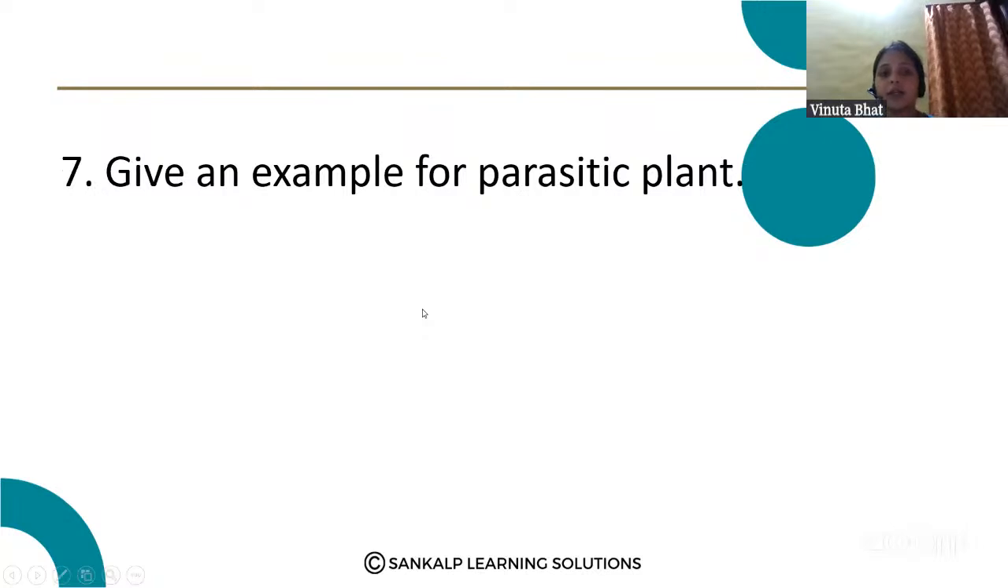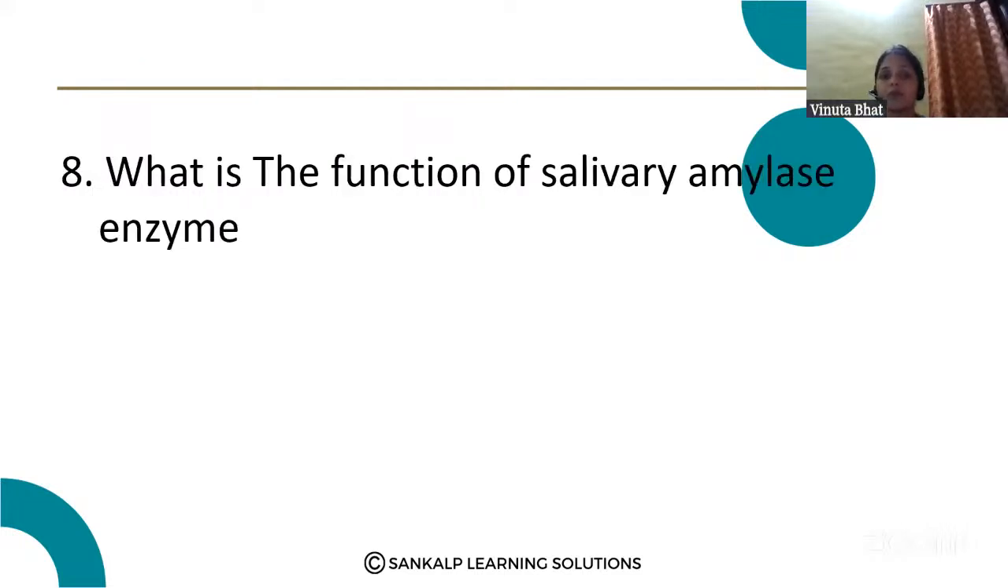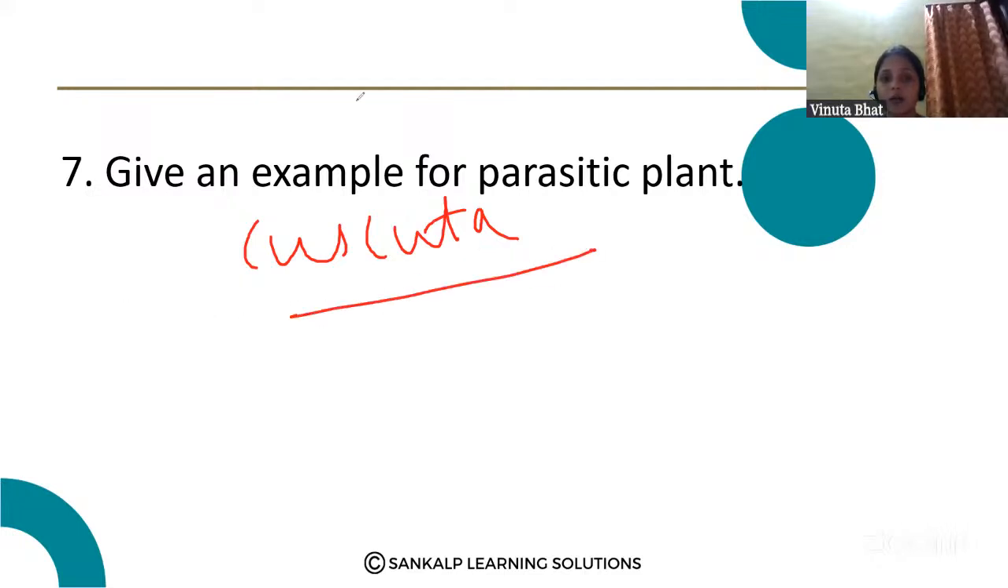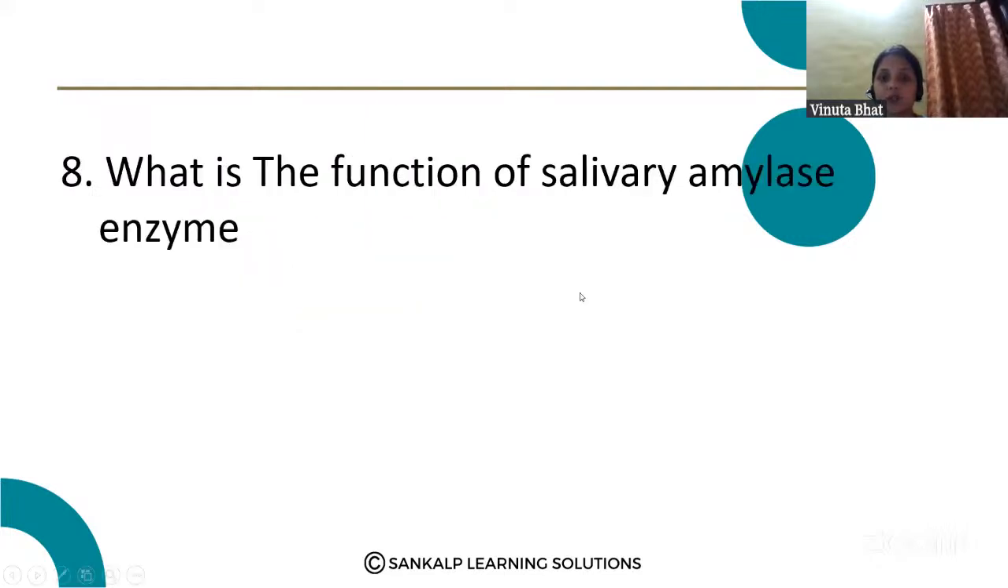Next question. Give an example for a parasitic plant. You know that plants are autotrophs. But why this parasitic plant? There is one exceptional case, the plant which absorbs the nutrients and the required things from another plant, which does not perform photosynthesis. So that plant is called Cuscuta. The plant name is Cuscuta. Okay. Next question.